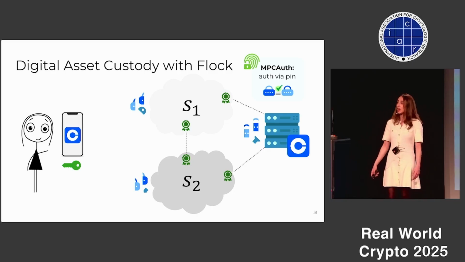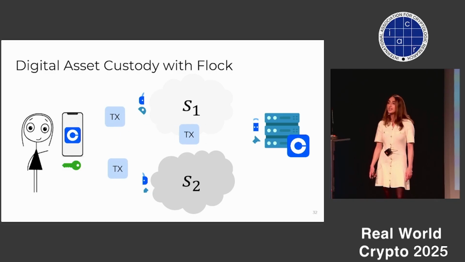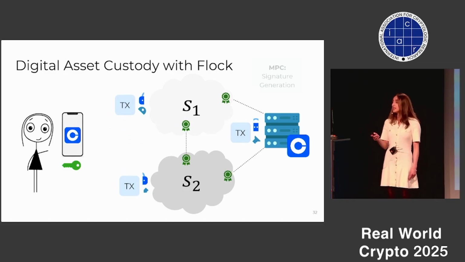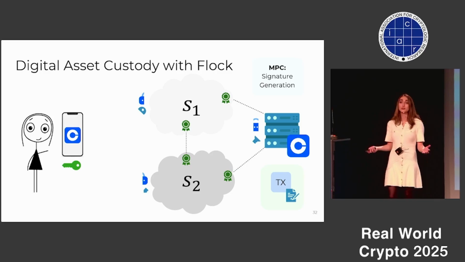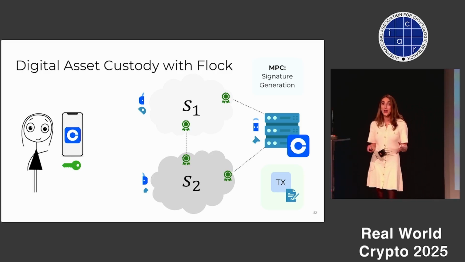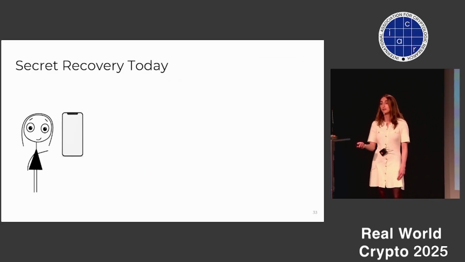And if this check passes, now Alice can send her transaction over to the parties, and then they're going to engage in an MPC in order to do the signature generation, and we're done. We now have a signed transaction, and we've successfully used Flock. To make this crystal clear, I'll also give another example application, secret recovery.